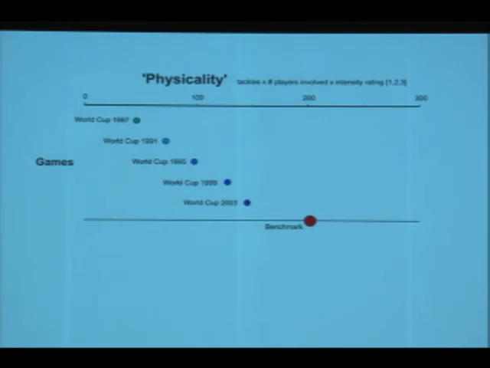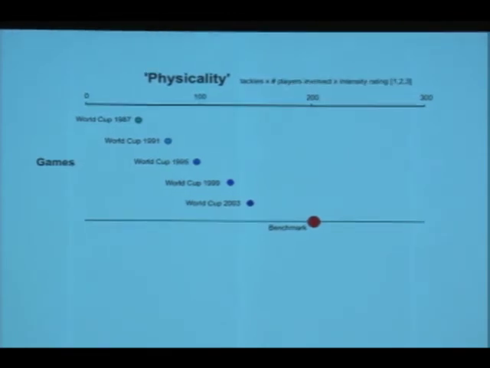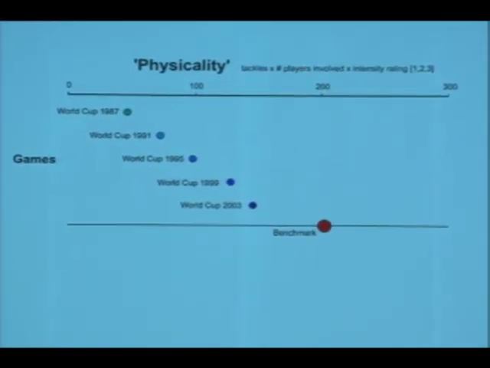And finally, the physicality. Now, rightly or wrongly, this is how we looked at it. We counted the number of players involved in each of the collisions or tackles multiplied by the number of tackles, and we rated the collision or tackles as a 1, 2, 3, as we had done previously in some of our AFL work, using a rating scheme that has been published for rugby by some New Zealand colleagues.